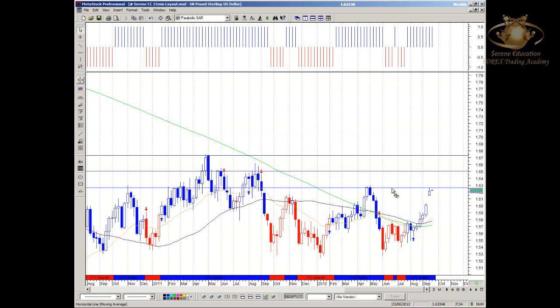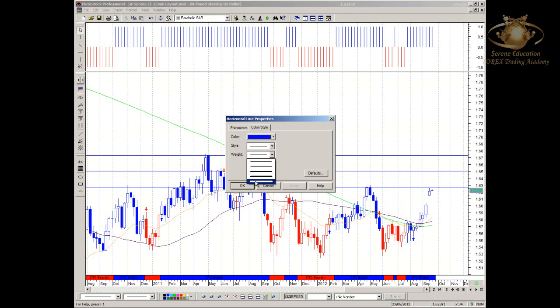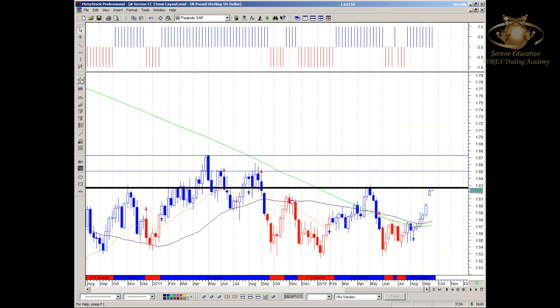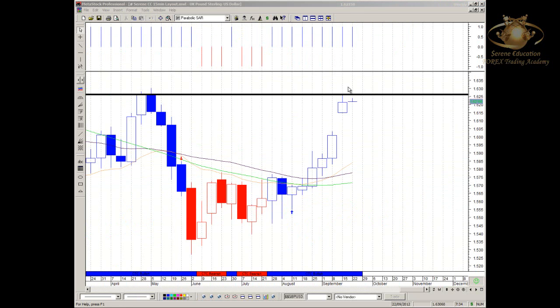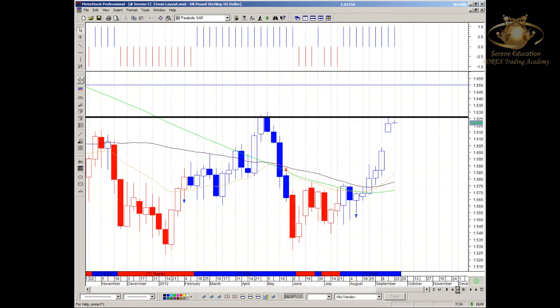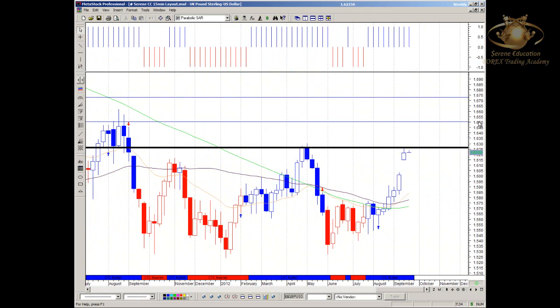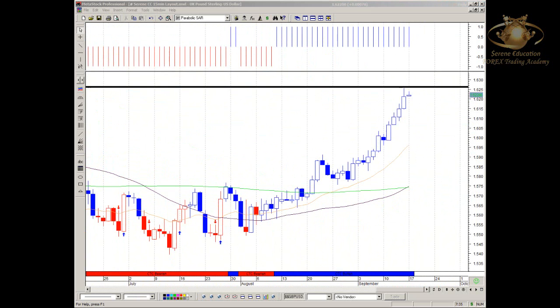Two possible targets if and when we break above the first one that is really in the way now, which is this one here at the 1.6250 mark. So we've got to get above 1.6250 to see any further progression to those other two major targets, the upside being 1.6500 and 1.6720, I think it is.